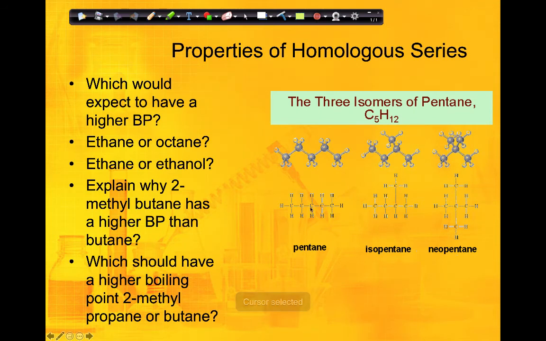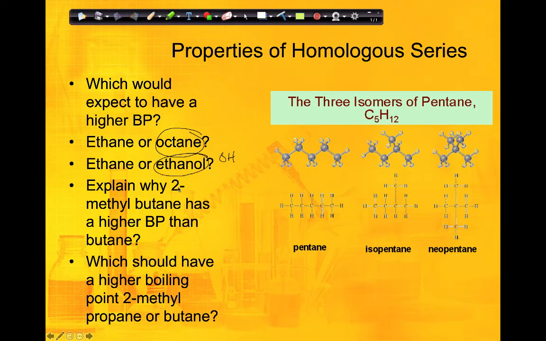All right, so let's look at boiling point. Now, ethane or octane, which would have a higher boiling point? Well, octane has more atoms, same types of atoms too. It's all nonpolar, so it would be octane. Ethane or ethanol? Ethanol is going to have an alcohol group or hydroxyl, so that has hydrogen bonding. So it's definitely going to be the ethanol.